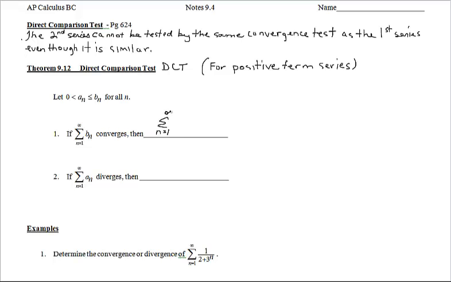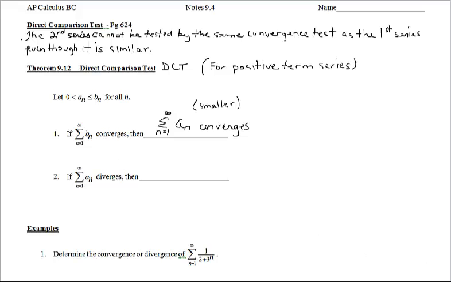So when we compare 2 series, we're going to name one a sub n and one b sub n, or anything you choose, but that's just common practice to call them a and b. Alright, so if b sub n converges, and it's the larger one, then this series must converge. It's smaller than the b sub n. So I'm just going to put a note to myself that this is the smaller series.